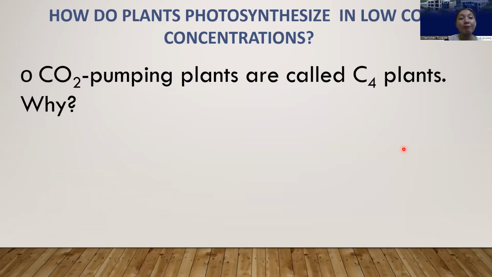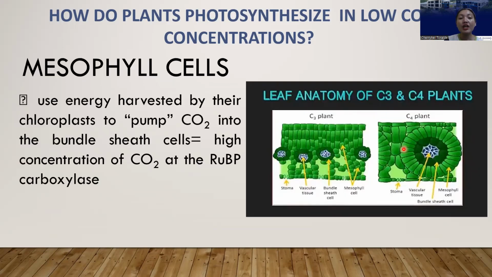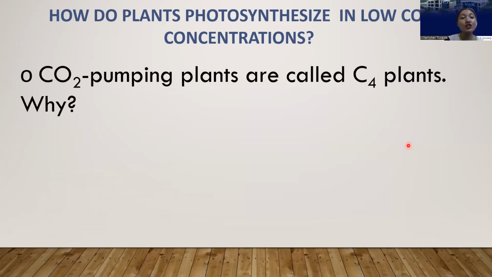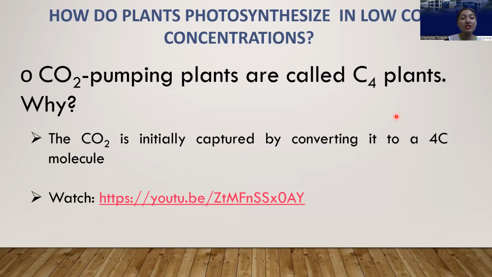The CO2 pumping plants are called C4 plants. So why are they called C4 plants? Because in order for them to pump this carbon dioxide, they need to transform it not into a 3-carbon molecule, but into a 4-carbon molecule. So the CO2 is initially captured by converting it to a 4-carbon molecule.